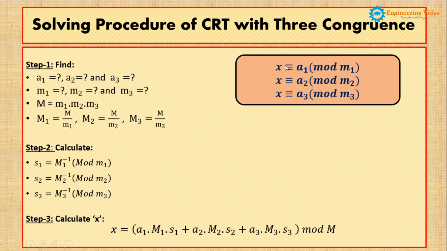Suppose we have four congruences, then what do we do over here? The only thing is that instead of a1, a2, a3, here a4 will come, here m4 will come, and capital M will be calculated using the formula m1, m2, m3 and m4, and after that capital M1, capital M2, capital M3 and capital M4 will be calculated. Then S1, S2, S3 and S4 will be calculated. Then in a similar way one more term will be added over here in the first operand, that is a4 capital M4 into S4. In this way we can solve the Chinese remainder theorem for 4 congruences.